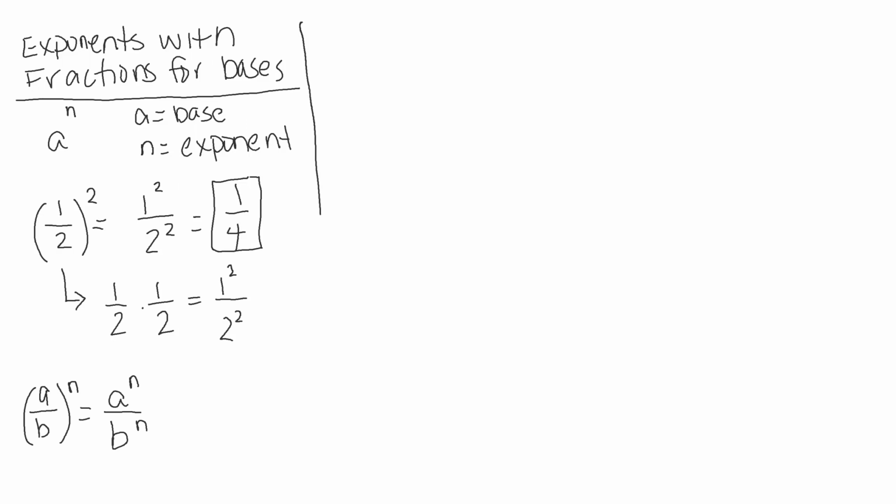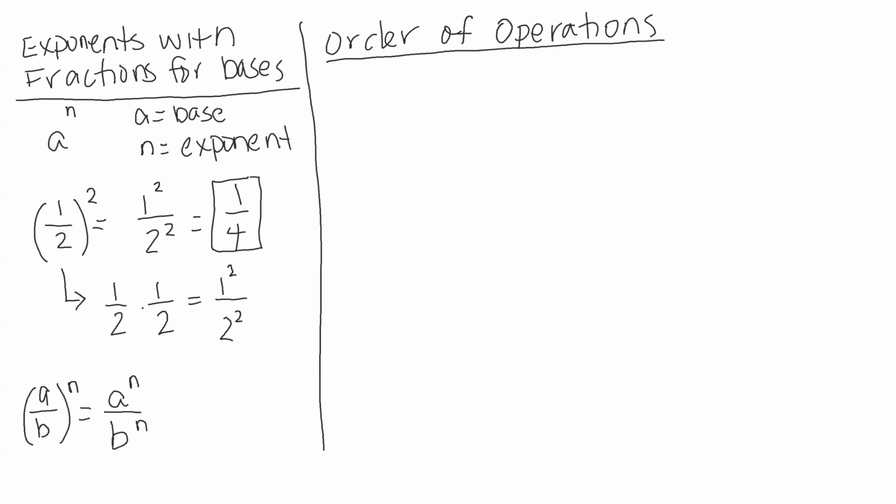Now to review, order of operations. The order of operations comes up with whole numbers, it comes up with fractions, decimals, integers. It can come up with anything. The order of operations itself does not change, just the numbers that we're working with do. So like in the past, we learned how to deal with the order of operations where we just had whole numbers. Now we're going to do the exact same order of operations, but now we're dealing with fractions.